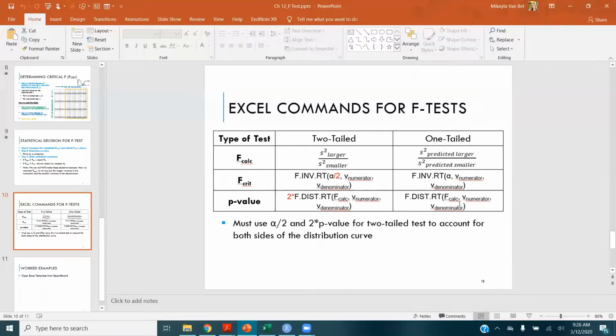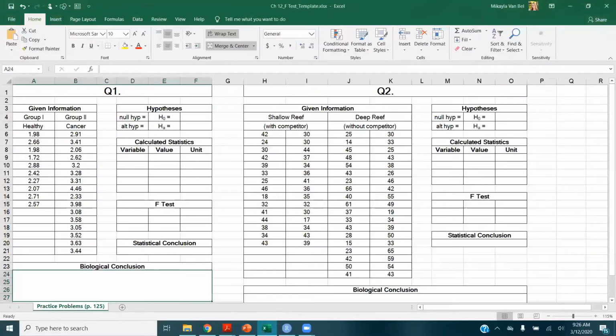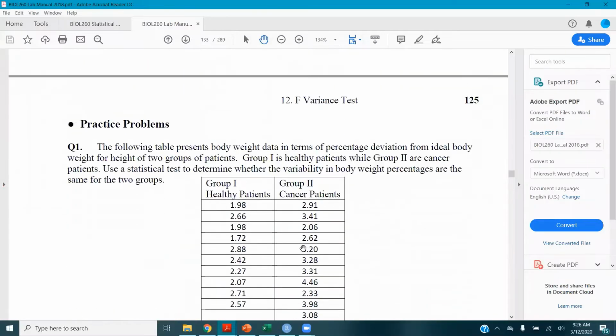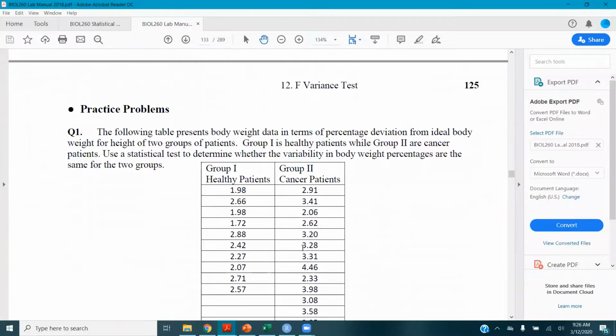That is the end of these slides, so let's go ahead and open Excel, and I'm opening the Chapter 12 Excel template. These problems come from your lab manual on page 125. The first question has a table of body weight in terms of percentage deviation from the ideal body weight. Group 1 is healthy patients and their deviations. Group 2 are cancer patients and their deviations.